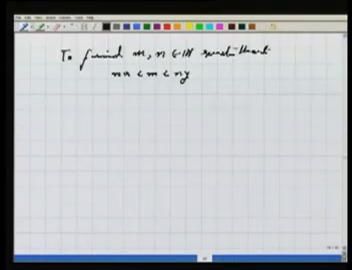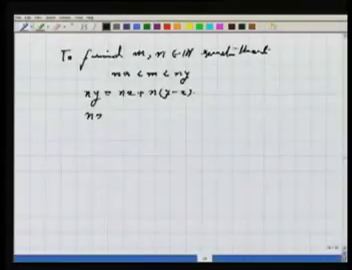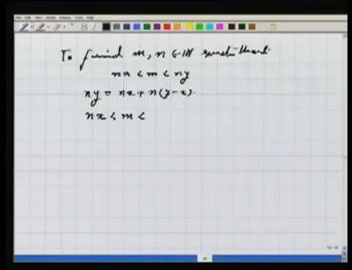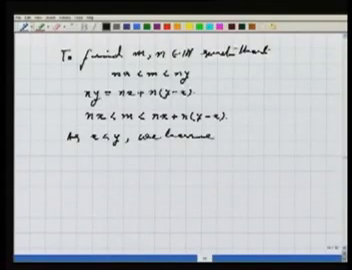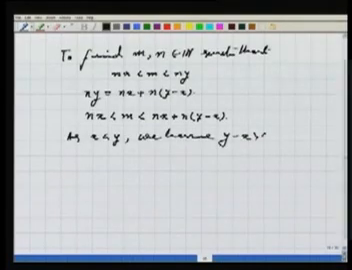Now what I do is I use a very simple trick. I just write ny as nx plus n of y minus x. So I need to find m and n such that nx is less than m, and it is less than nx plus n into y minus x. Very good. Now, since x is less than y, I already know that y minus x is strictly bigger than 0.